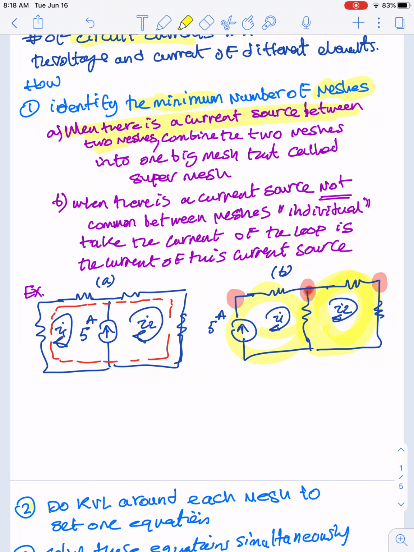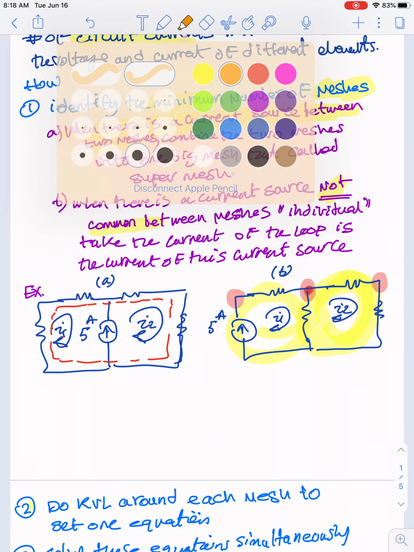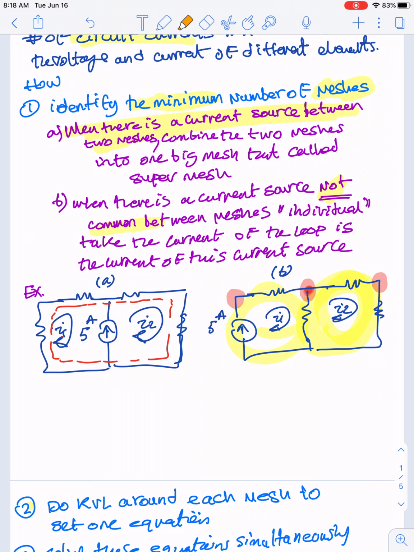The second case is when there is a current source that is not common between meshes, or what we call an individual current source. An example is something like this. We have two loops, or two meshes. This is mesh 1 and this is mesh 2, and we have a current source that is mainly related to loop 1. In this case, we will reduce the number of unknowns, because we will say directly that I1 is equal to 5 amperes.